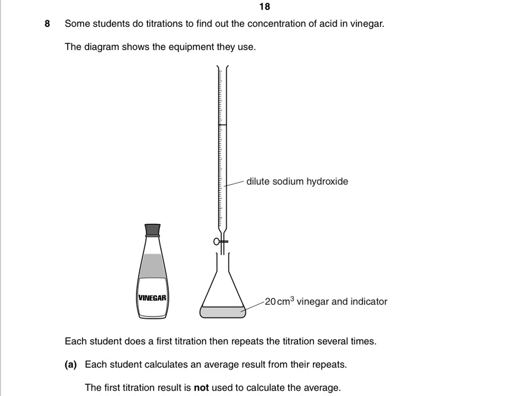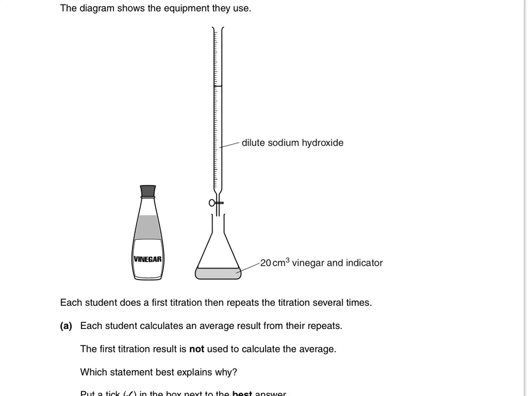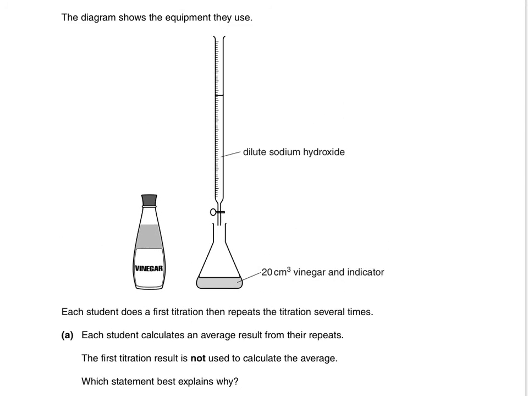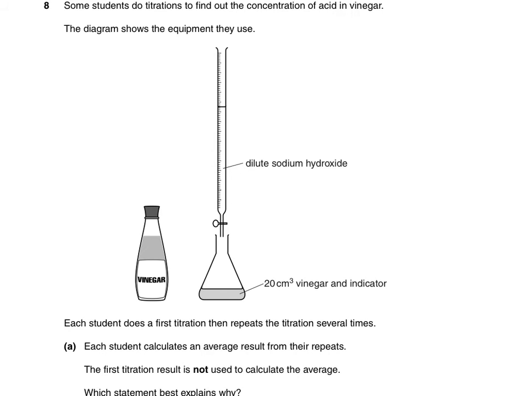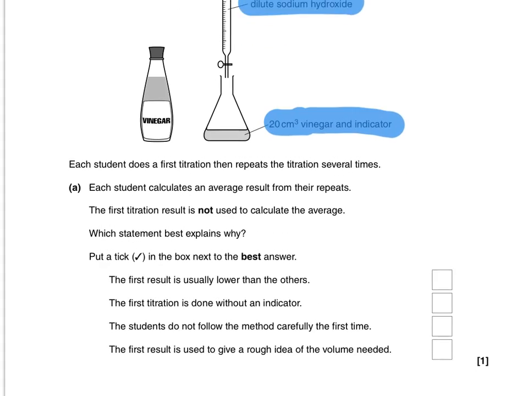And then we get a titration question. So some students do titrations to find out the concentration of acid in vinegar. We've got the equipment they use, and you can see we've got sodium hydroxide up here, the alkali, and acid down here, which is vinegar, and an indicator. Titrations always occur between acid and alkali. There's always an indicator to tell us when a certain point has been reached, what we should call the end point.